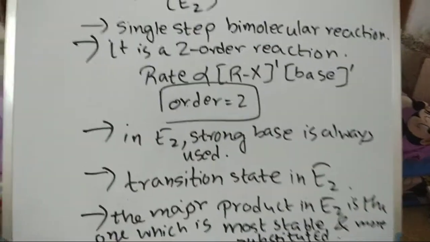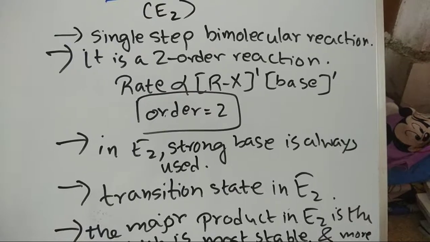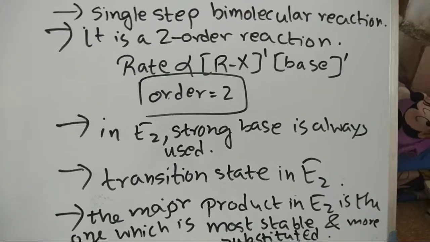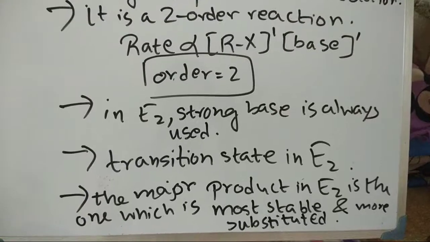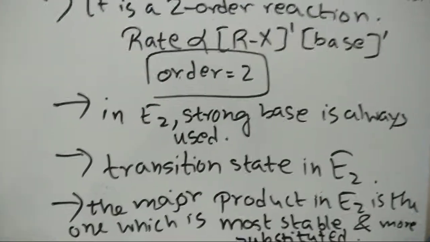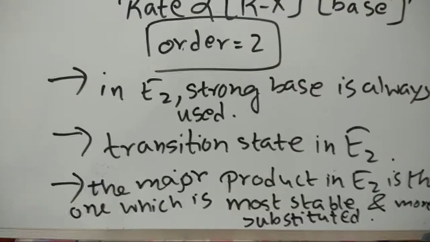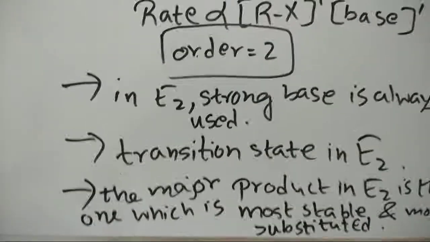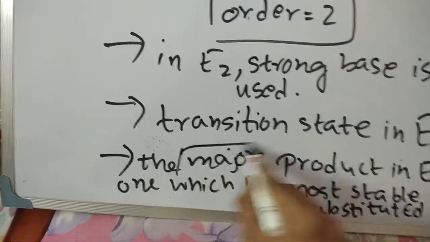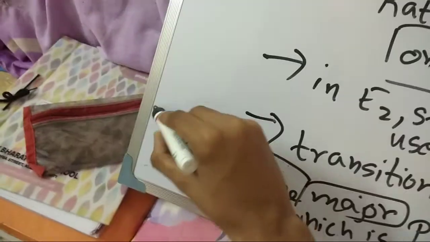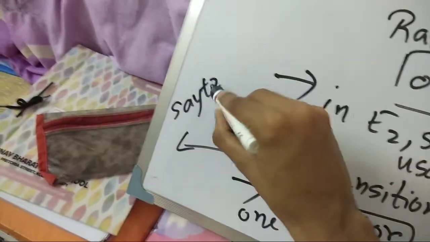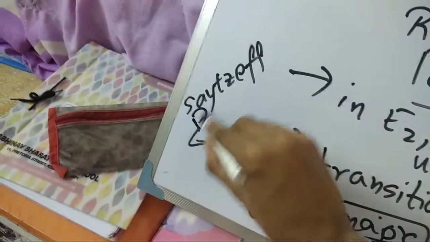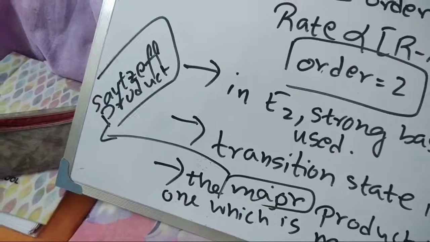So, what are the characteristics of E2 we have seen? It is a single step bimolecular reaction. It is a second order reaction. In E2, a strong base is always used. There is a transition state. And the major product in E2 is the one which is most stable and more substituted. The major product in E2 is called Saytzeff product. What is Saytzeff product? We'll learn about it.